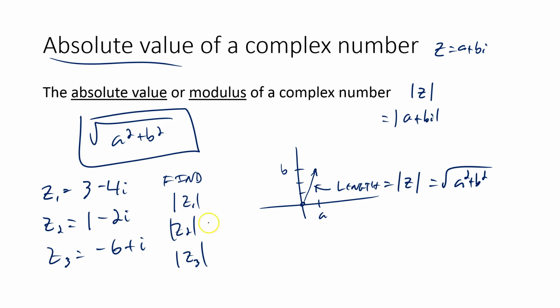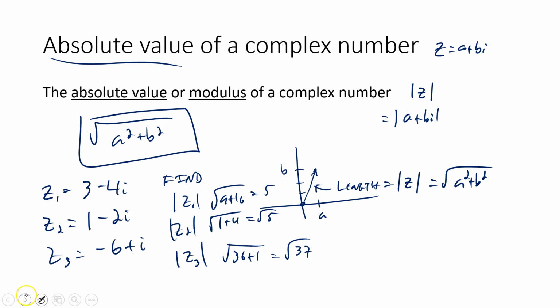All right, hopefully you're able to find these, not too much difficulty. So modulus of z1 would be the square root of 9 plus 16, right? We're just doing a squared plus b squared, so that's the square root of 25, which is 5. z2 would be the square root of 1 plus 4, so that'd be root 5. And z3, the square root of 36 plus 1, which is the square root of 37. So not too tough to find the distance of a complex number away from the origin, or the modulus or absolute value.